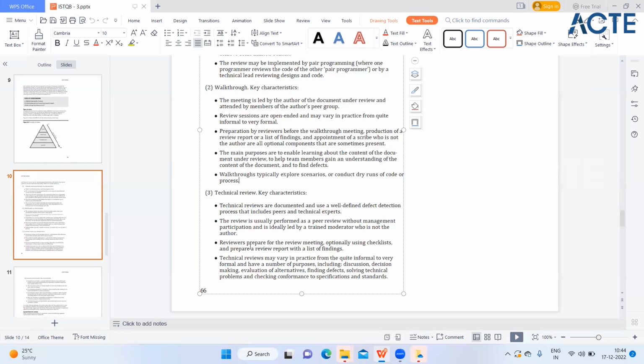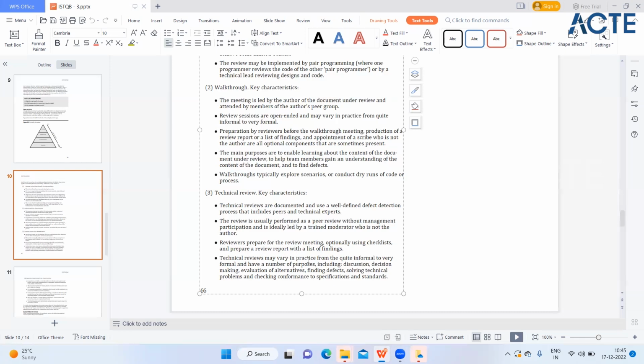Okay, reviewers prepare for the review meeting, optionally using a checklist, and prepare a review report with a list of findings. So that is the same, we are just checking the documents which we have defined, and after that we are just documenting the defects or findings. So these are the main things which we are doing in this technical review.